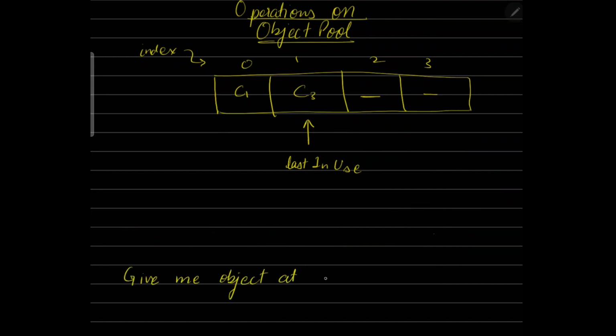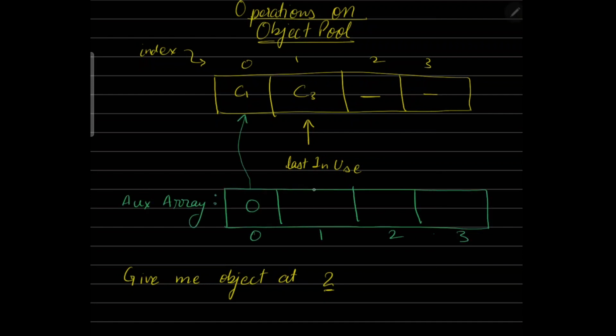But this will create a problem since the last object is not at the index which was shared with the application anymore. To address this problem, object pool has an auxiliary array of integers. This array maps the indices that were shared with the application to the actual indices of the objects in the pool. This ensures that the application can access the desired objects reliably, even as objects are rearranged within the pool.